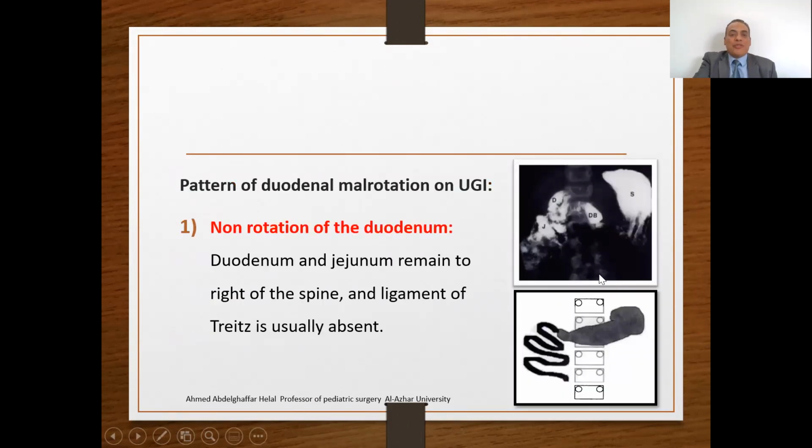The pattern of duodenal malrotation on the upper GI may be non-rotation of the duodenum. All the duodenum and jejunum remain to the right of the spine. This is the spine, right of the spine, and the ligament of Treitz is usually absent. As we see, this is the stomach, duodenal bulb, and all the duodenum and the upper jejunum present on the right of the spine. This is called the non-rotation pattern of the duodenum on the upper GI study.